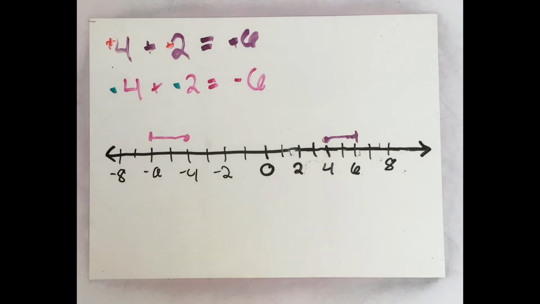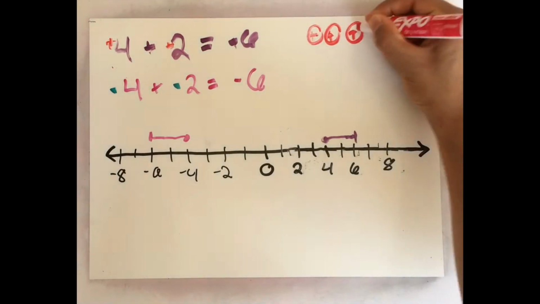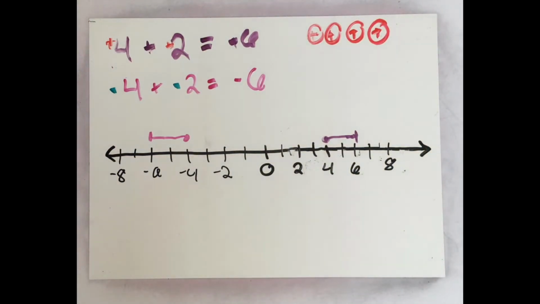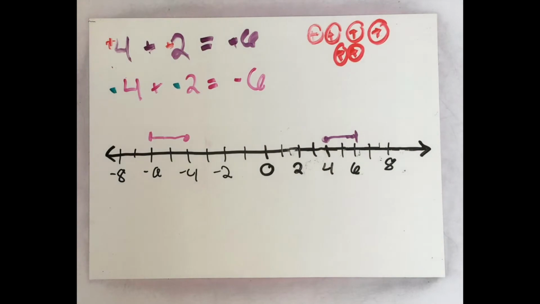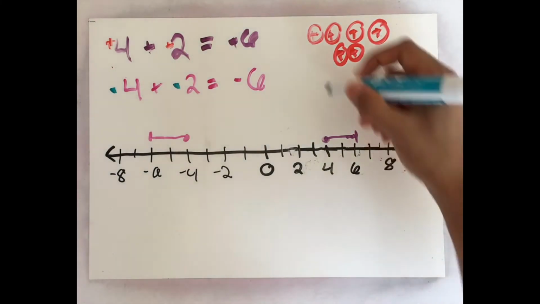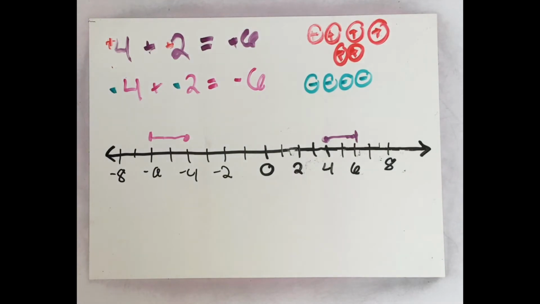Now, to also help out, you could think of this in terms of counters. So, let's say you had positive 4 counters. And then you want to add 2 more positive counters to that. Well, now you have 6 positive counters. Now, let's try this with negatives. You have 4 negative counters. And you want to add, so you're putting in 2 more negative counters. 1, 2. Now you have 6 negative counters. So negative 4 plus negative 2 equals negative 6.